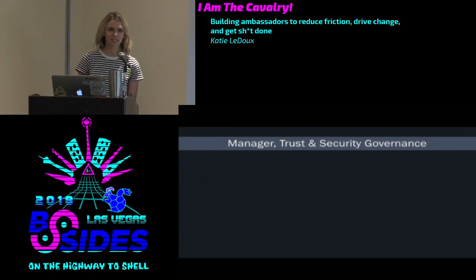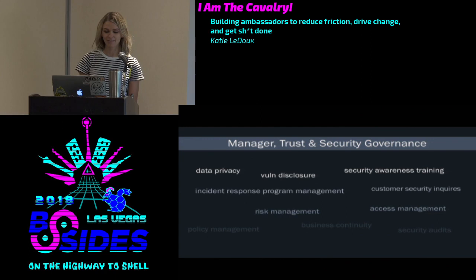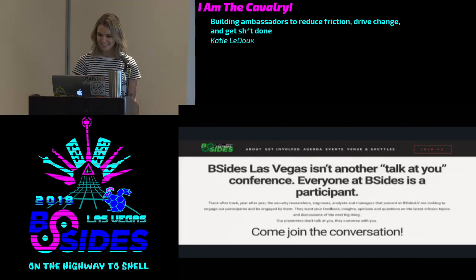I'm the Manager of Trust and Security Governance at Rapid7. Here are some of the things my team works on, in order of coolness. Security audits, just down in the bottom corner, hanging on by a thread.